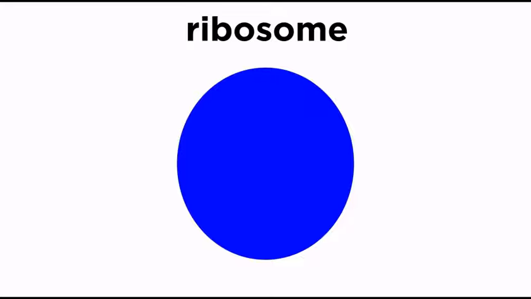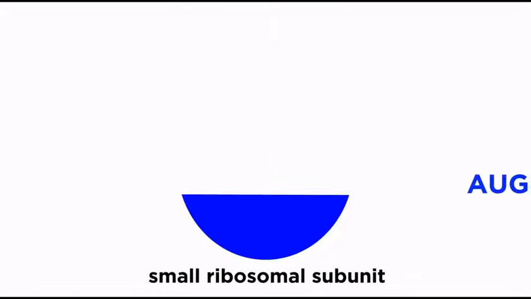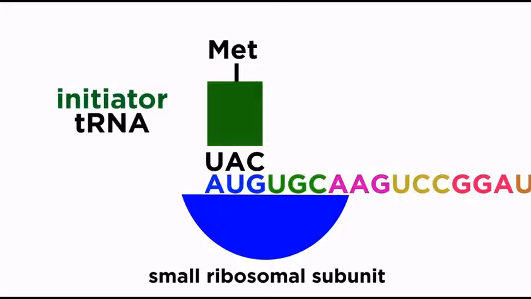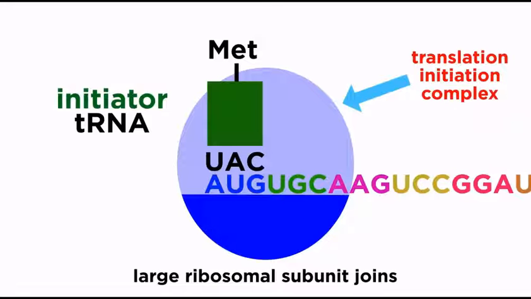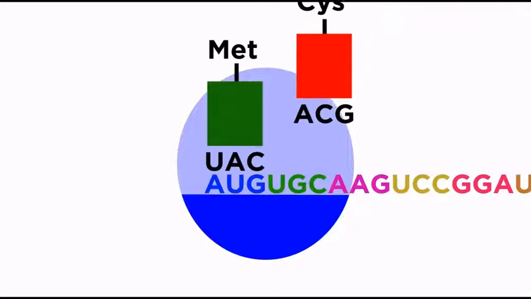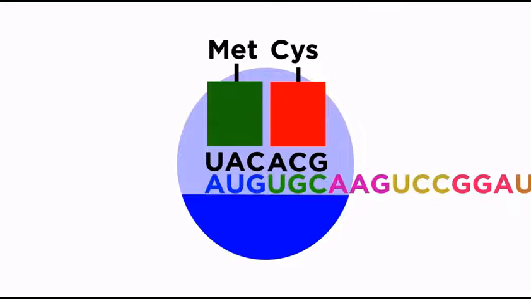Translation will occur inside a ribosome. The small ribosomal subunit binds to an mRNA and an initiator tRNA, which adheres to the start codon. Then the large ribosomal subunit joins to complete the translation initiation complex. Then the tRNA that corresponds to the next codon after the start codon will enter the ribosome. This will carry with it an amino acid, which becomes covalently bound to the methionine from the initiator tRNA.